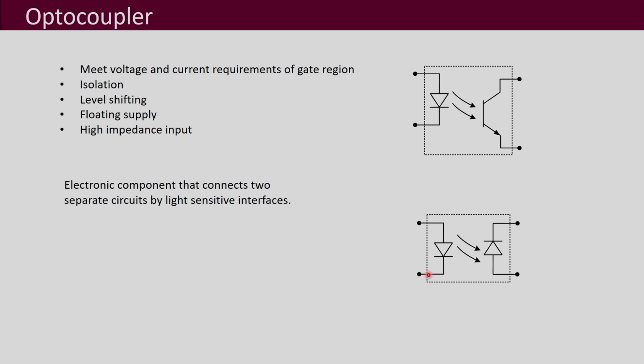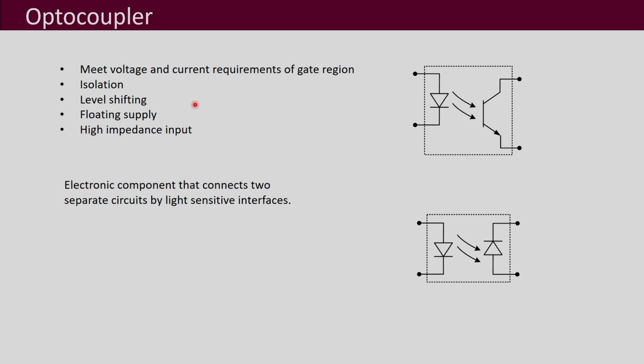In previous lectures I told you about the requirements of gate drivers. What it needs to do is meet the voltage and current requirements of the gate emitter or source region. Then it needs to provide isolation. Now this isolation can be of different forms. It may be an optical isolation or it may be magnetic isolation. And then it needs to do level shifting. It should be able to work with floating supplies, and it should also be able to give high impedance input. So these were the main requirements that we had seen for gate driver circuits.